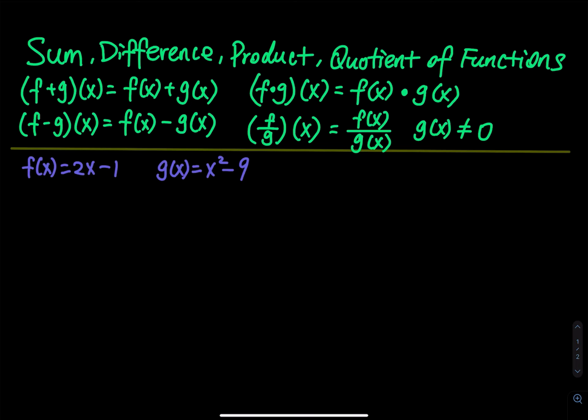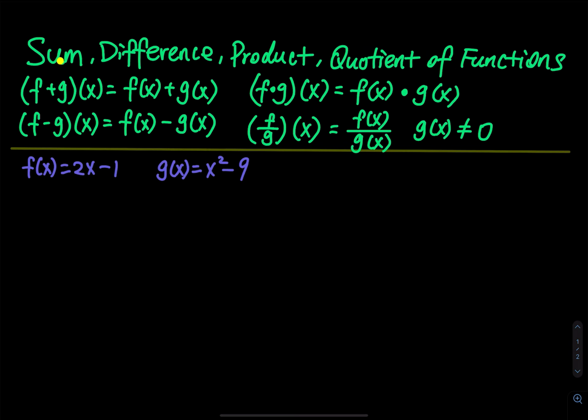Sum, difference, product, quotient of functions. All the formulas are pretty self-explanatory. So let's start looking at the first one. We have f plus g of x. So it is supposed to be f of x, right? Based on what you have seen in the past, f of x, but this time we change f of x to f plus g of x.